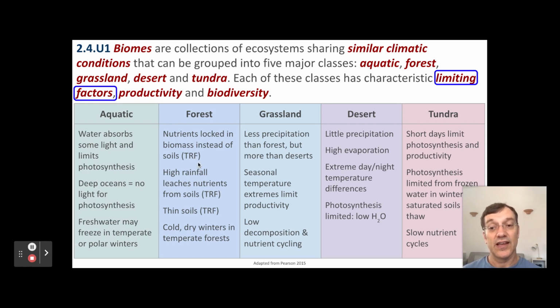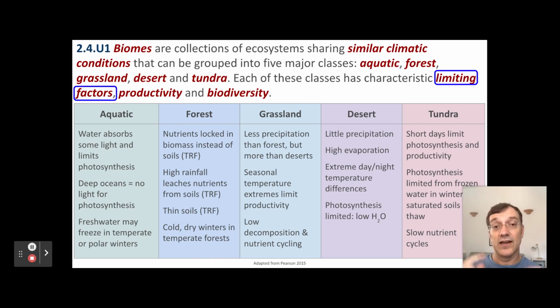Forests, here you'll note TRF, that stands for tropical rainforest. So in these three notes here, tropical rainforests generally have all of their nutrients locked in the biomass. So their nutrients are locked in the trunks of those massive trees that we find in tropical rainforests.